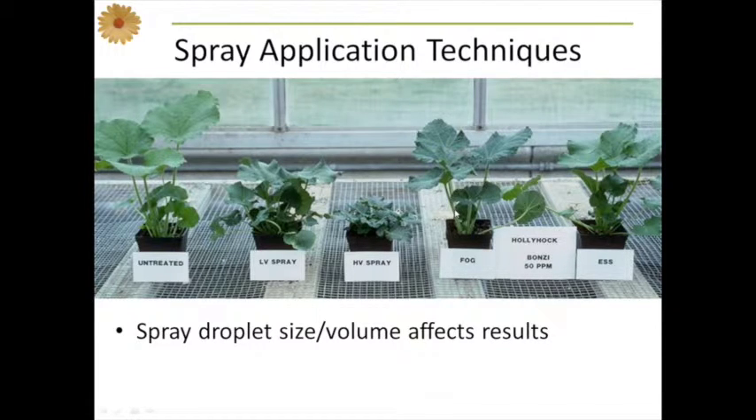These plants showed a plant growth regulator response. You can see they're darker green. In this study, we had a significant increase in the number of leaves produced with the Bonzi treatment, and these plants showed that as well. But we did not have anywhere near the growth reduction, the growth regulation that we had with the bigger droplet size and higher volume sprays.